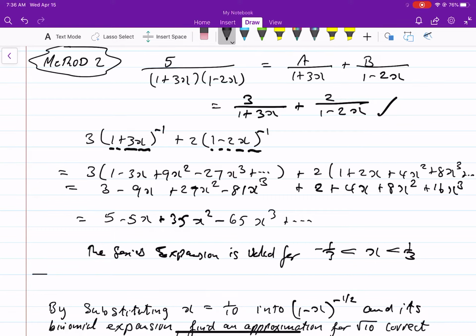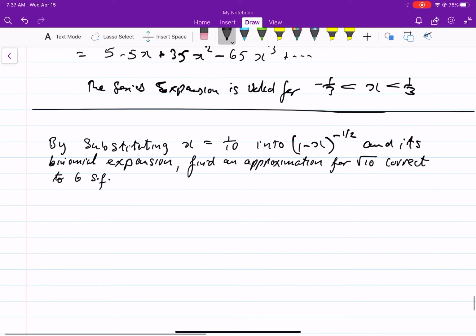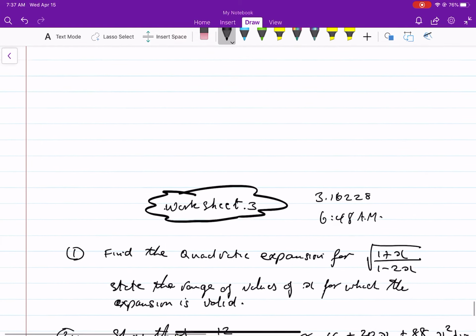Let's try one more problem. This one, we're using the binomial theorem to find approximations. So here it is. By substituting x equal 1/10 into 1 minus x to the minus a half and its binomial expansion, find an approximation for root 10 correct to 6 significant figures.